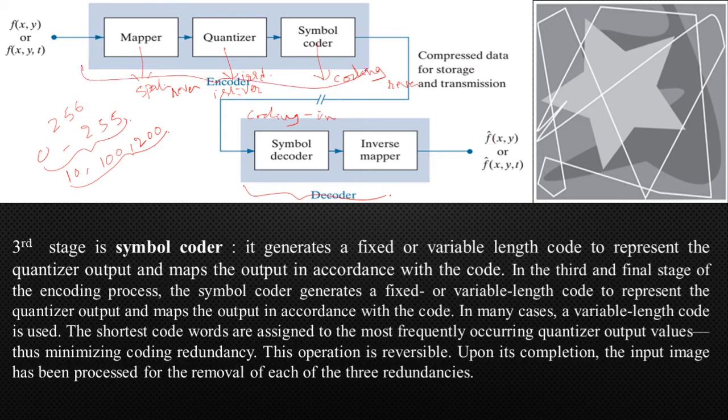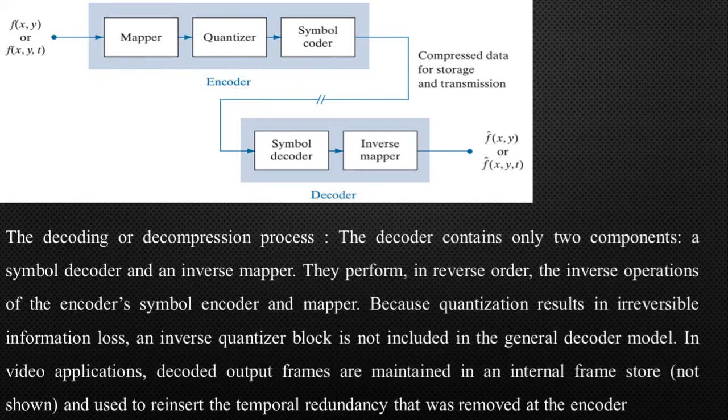In this encoding, an image is compressed by reducing three different types of redundancies, and that is the decompression. Then the input is given here, and we get the output, the compressed and decompressed image. That is the encoding and decoding. The decoder contains only two components, the symbol decoder and the inverse mapper, because only these two are reversible processes. The quantizer is not reversible, so there is no reverse process in the decoder.